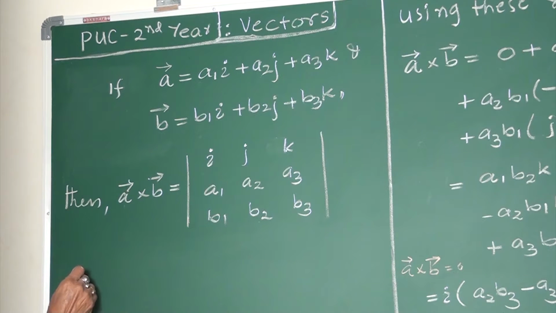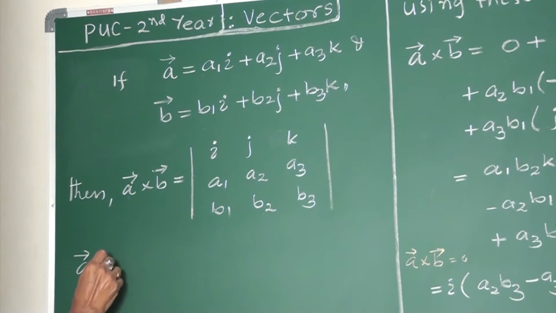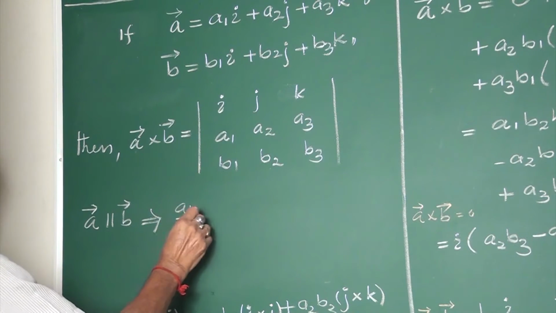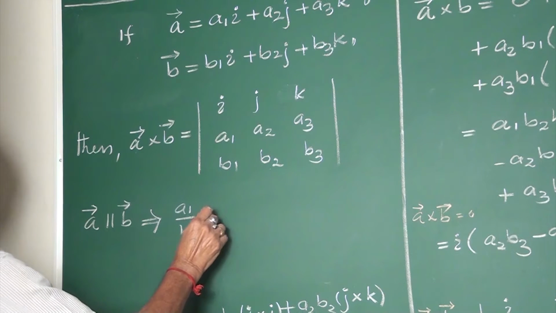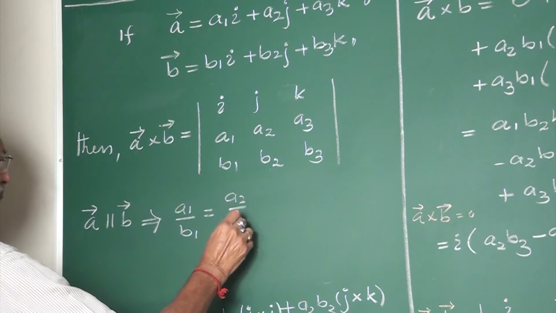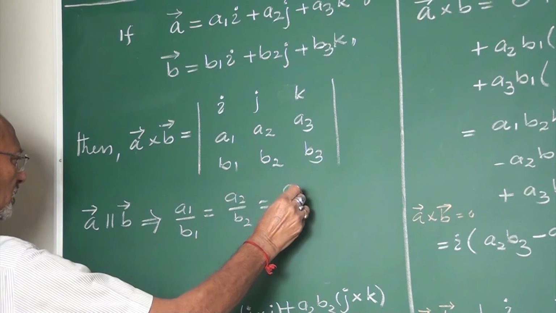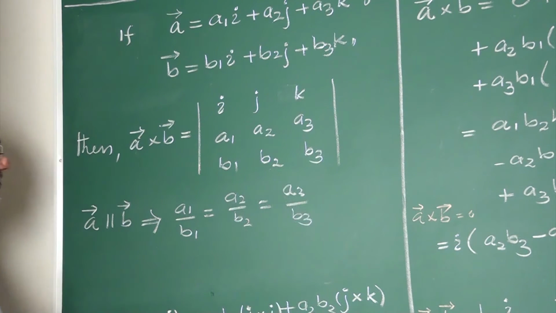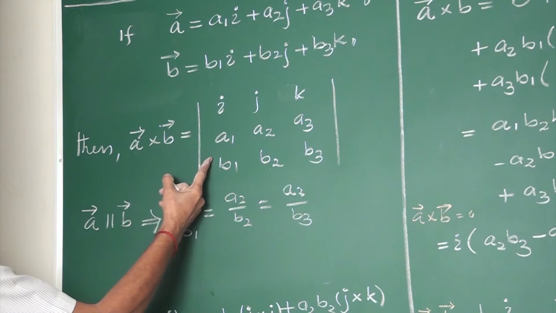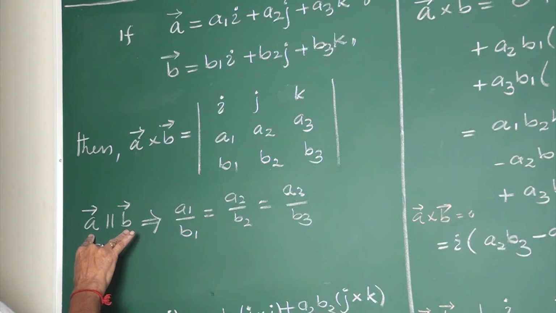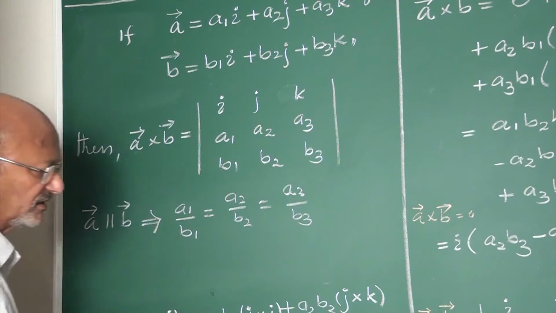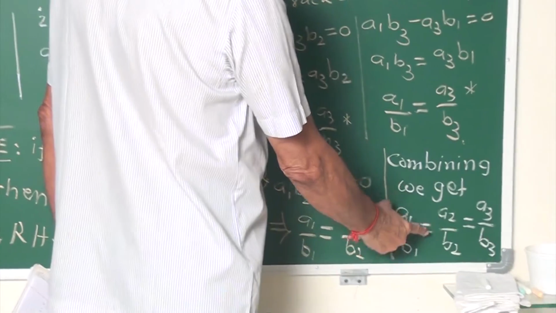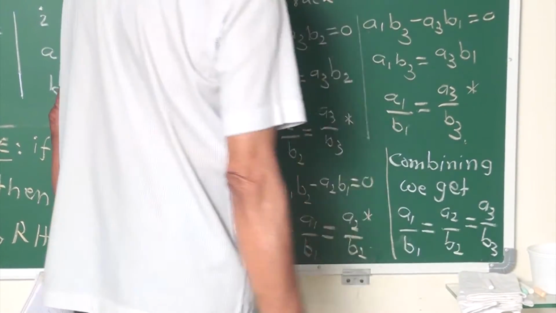Further, my friends, vector A parallel to vector B implies A1 upon B1 equal to A2 upon B2 equal to A3 upon B3. This is the method of finding A cross B. Further, if A is parallel to B, I have directly written this result: A1 upon B1 equal to A2 upon B2 equal to A3 upon B3.